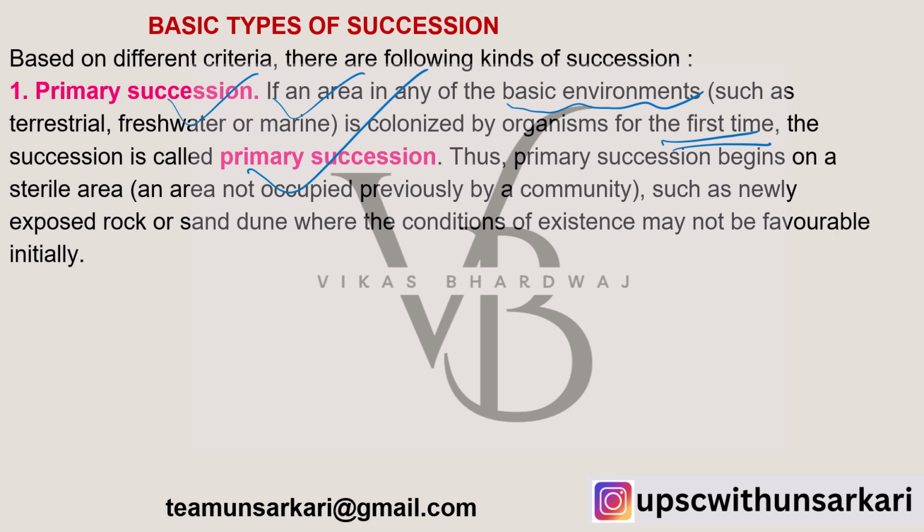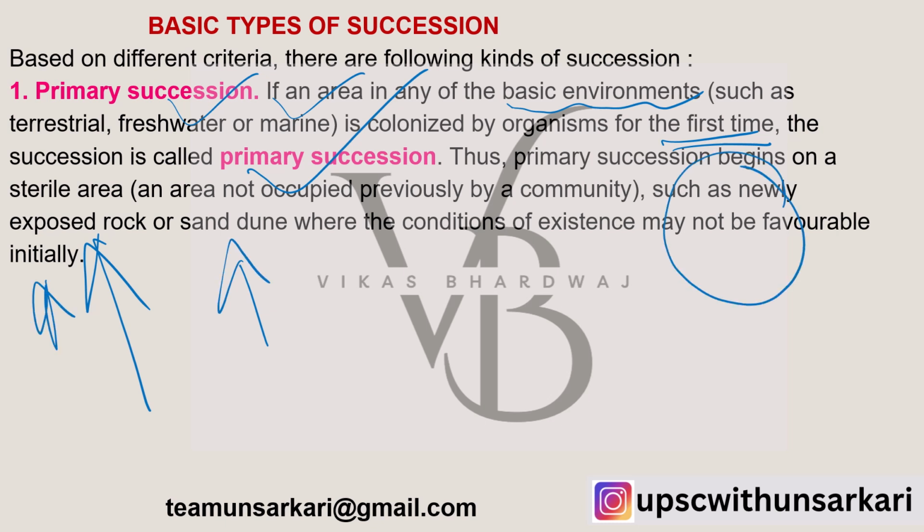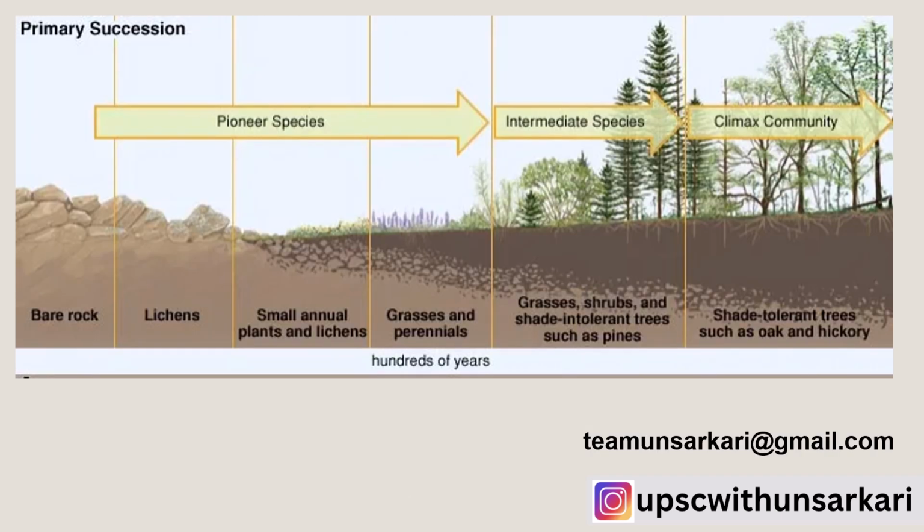So it begins on a sterile area, an area that is not occupied previously by any community, such as newly exposed rock or a sand dune, where the conditions of existence may not be favorable initially. That means adaptation and the changes will be taking place sooner. So here we see bare rock, lichens, small annual plants, grasses and perennials, shrubs and shade intolerant trees such as pines, and then shade tolerant trees such as oaks and hickory. So you see there is a whole sequence when we speak about understanding primary succession.